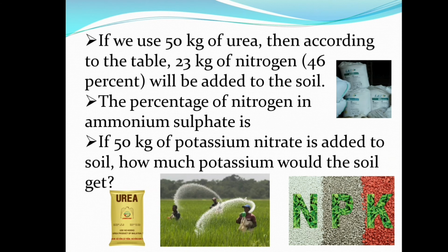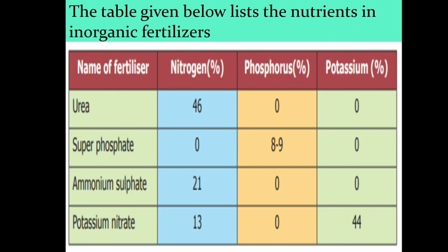If we use 50 kg of urea, then according to the table, 23 kg of nitrogen, that is 46%, will be added to the soil. The percentage of nitrogen in ammonium sulfate is... If 50 kg of potassium nitrate is added to the soil, how much potassium would the soil get? I have given you the table again, so you can read the question once again and try to answer those questions.